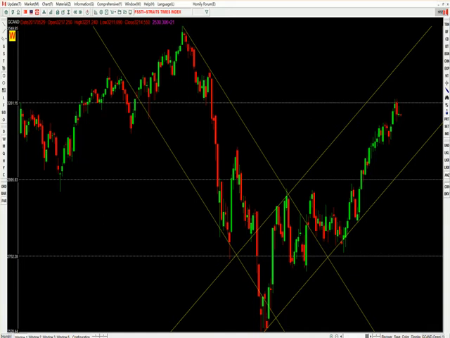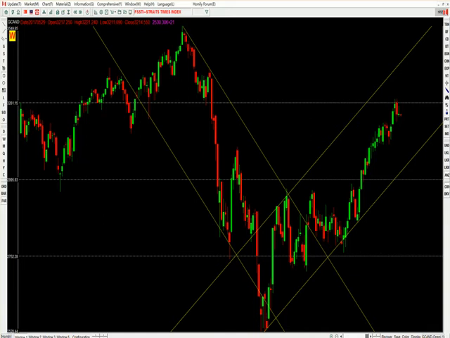If you know 2 points, you can get the line, okay? So I know this high point and this high point. Then I connect these 2 points and get the line. Then the third point touches the trend line, which means the trend line is effective. Then you confirm these 2 points.